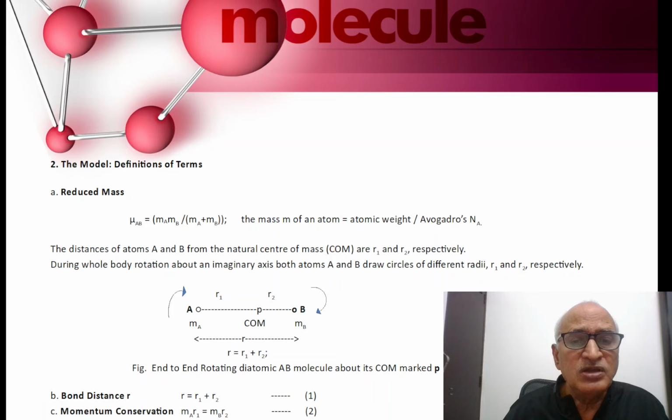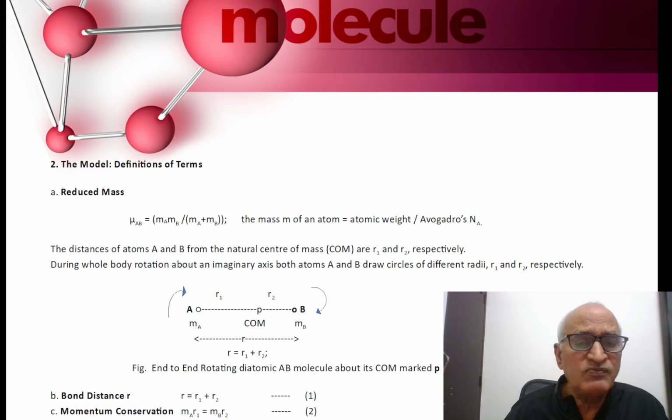Now, the molecule is rotating about an imaginary axis passing through the point P. The rotation could be clockwise or anti-clockwise, both are equal energy rotations. The only thing is, if the molecule possesses dipole moment, then it is of interest to us. Here this figure shows end-to-end rotation of this diatomic molecule about its center of mass marked P. Bond distance as shown in equation 1 is equal to R1 plus R2.